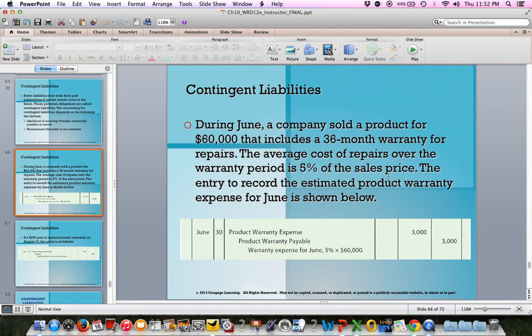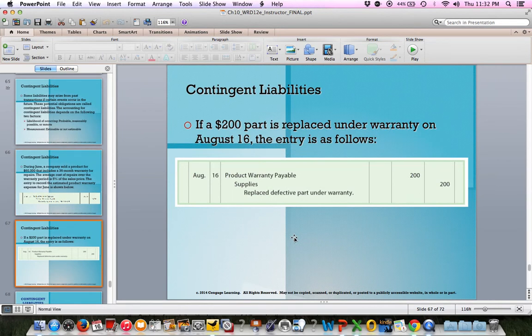Based on that, whenever I sell a product that has a warranty, I'll of course record the revenue in June, but also record the warranty expense. So I'll debit product warranty expense and credit payable. Debit expense, credit payable. I record the expense now, even though I've not yet incurred a warranty claim. And in the future, once we begin to actually incur true warranty claims, I debit the liability and I credit supplies or cash, whatever I use to fix the product and take care of it.